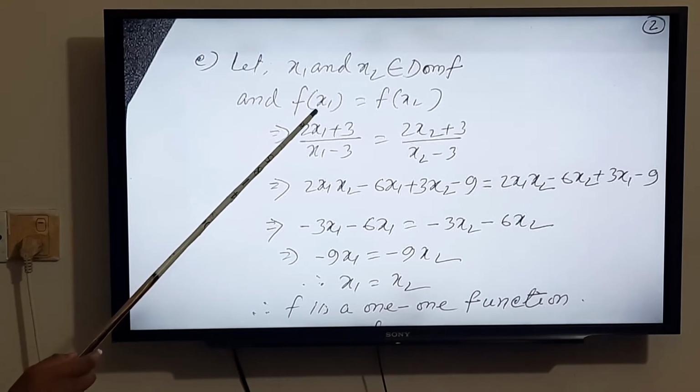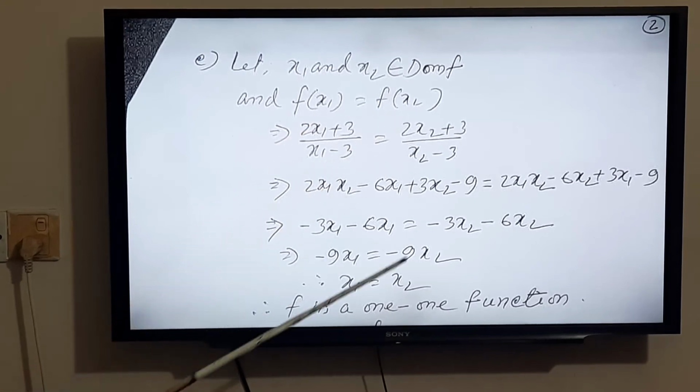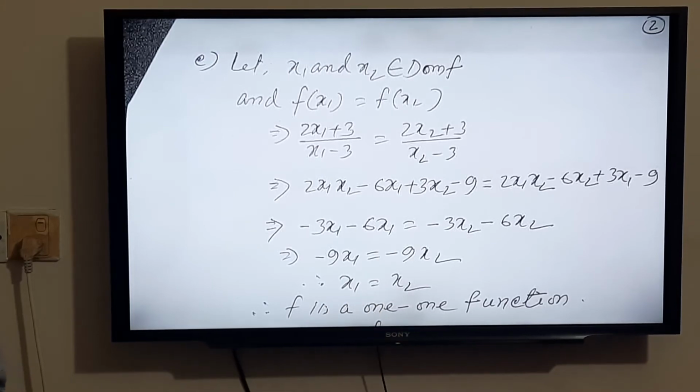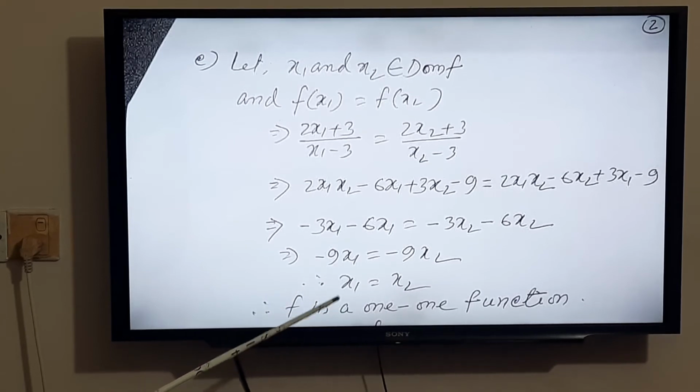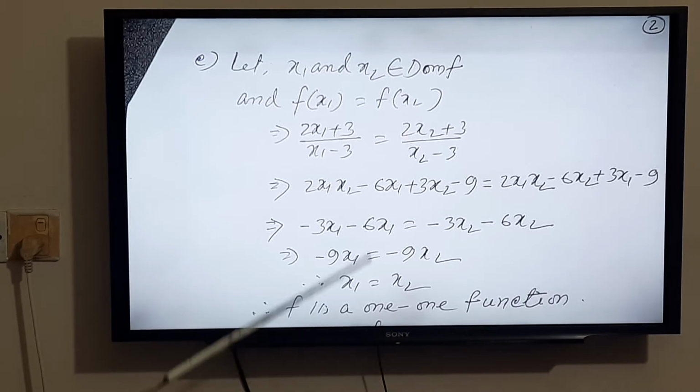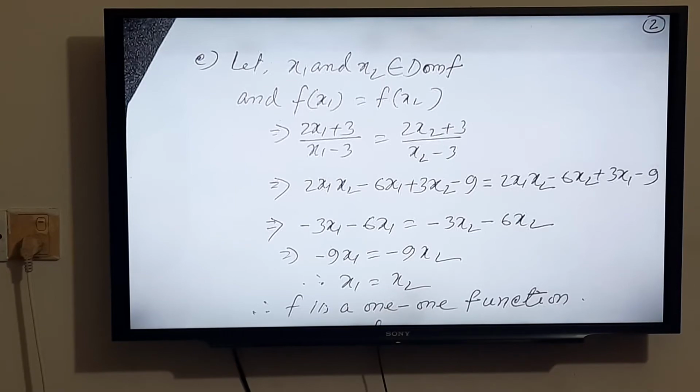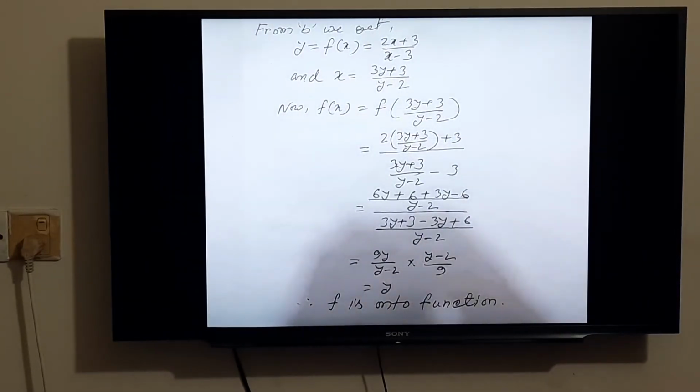You have to note it: if f of x1 is equal to f of x2, then x1 is equal to x2, so f will be 1-1. In this condition, f of x is 1-1. Okay, this is the procedure to prove 1-1. Now we want to see the next question.